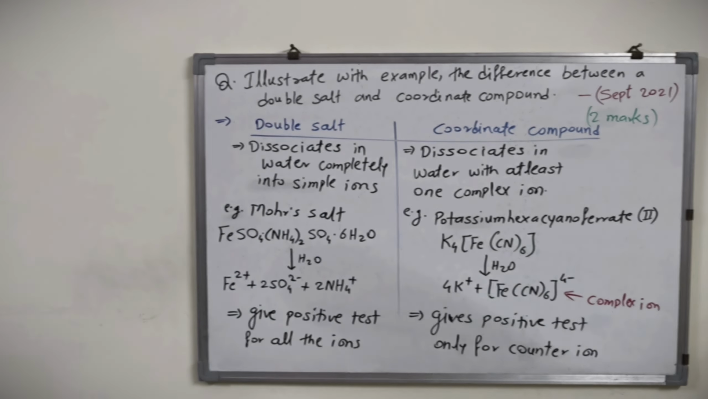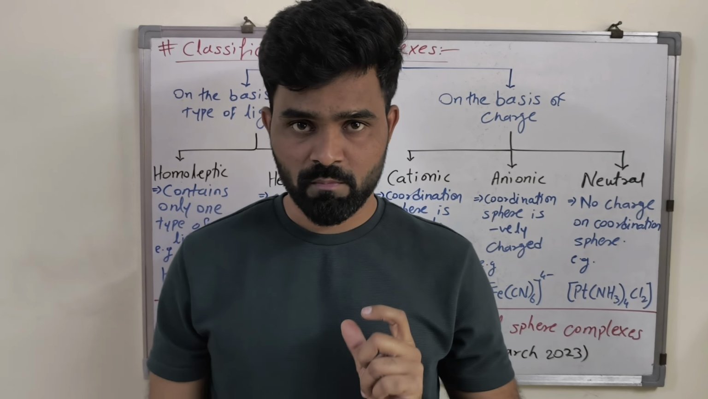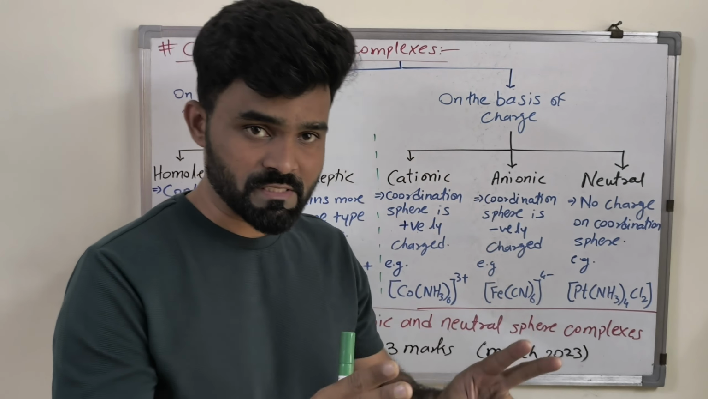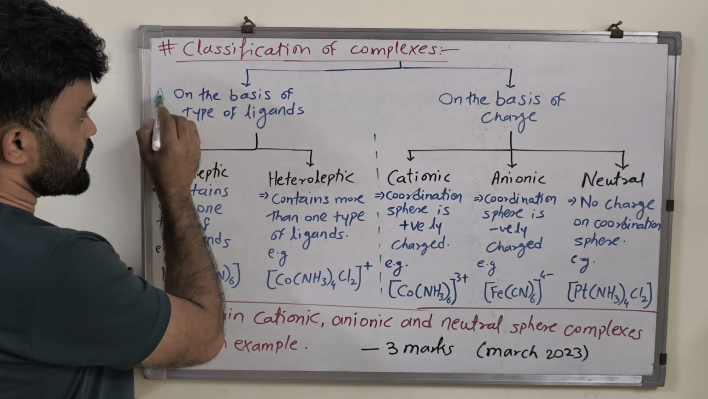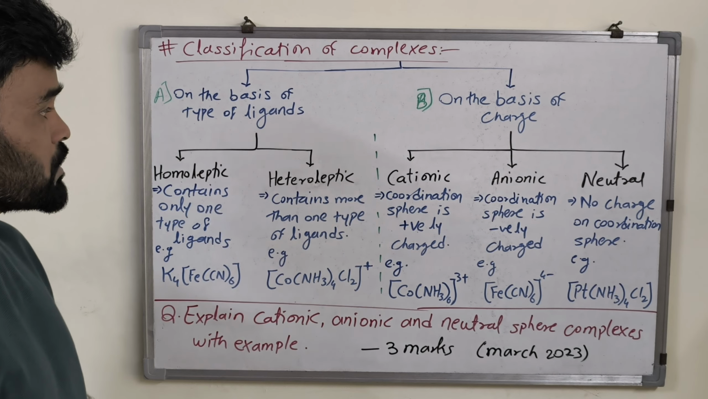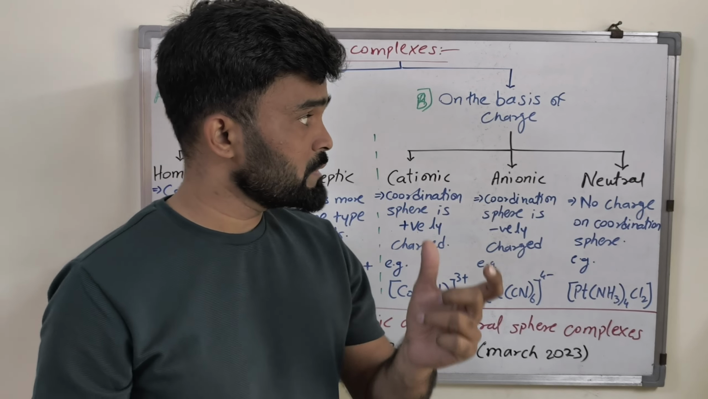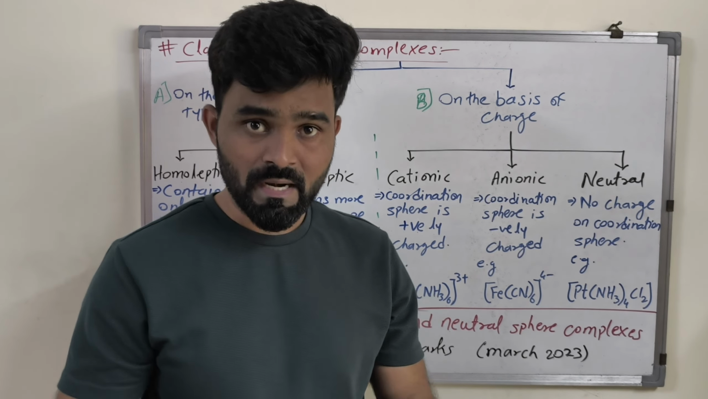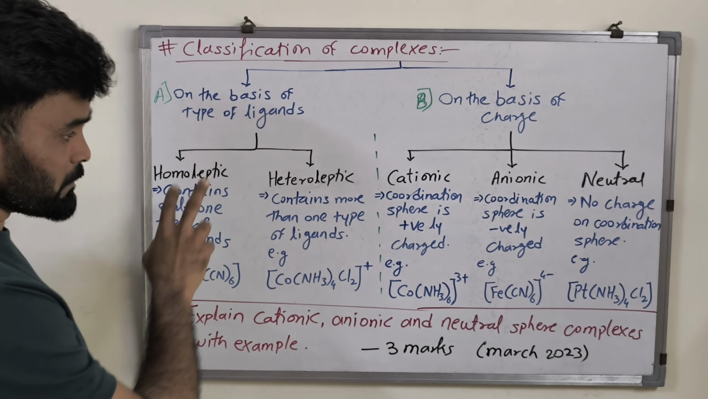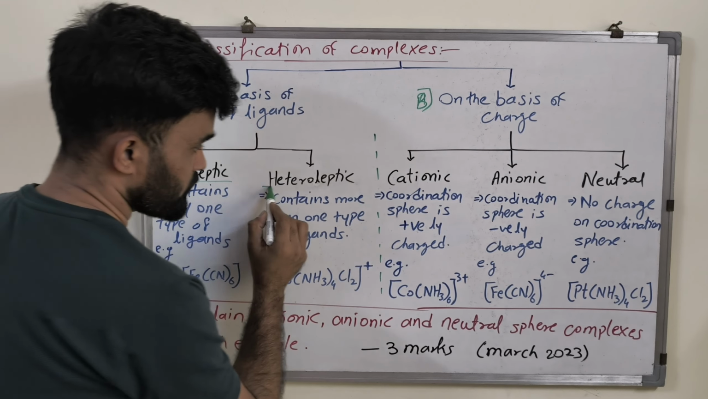Okay. Now the next topic is classification of coordination complexes. Classification can be done in 2 ways. Number 1, A, and let's say B. A is on the basis of type of ligand, or you can say nature of ligands, and second, on the basis of charge. So let's say the first one, on the basis of type of ligands. We can classify coordination complexes into 2 categories.